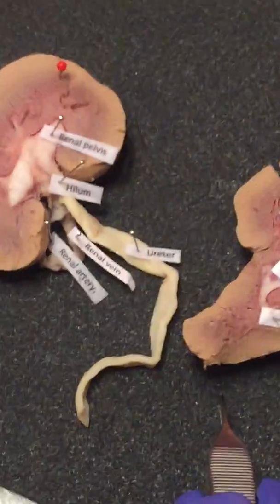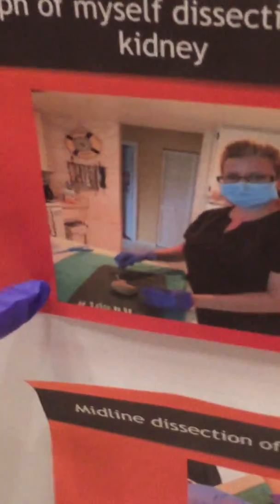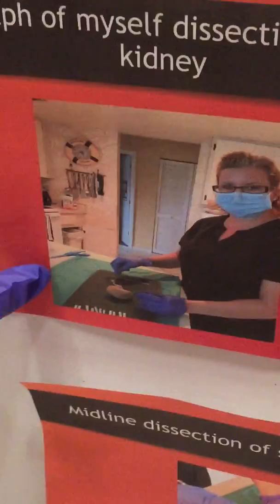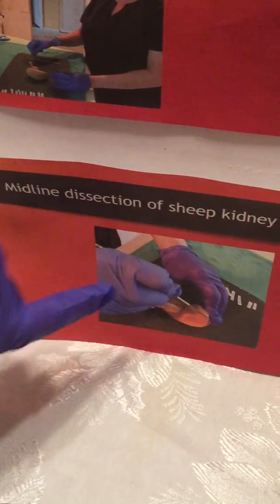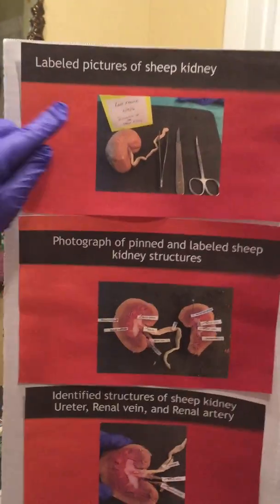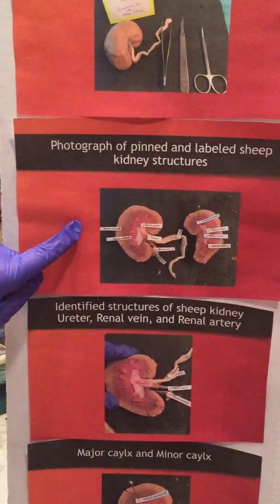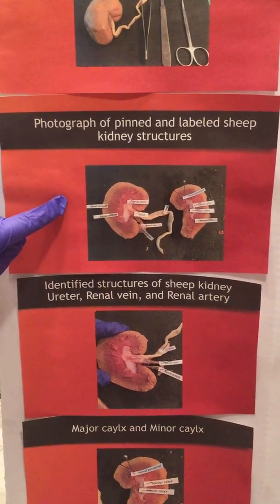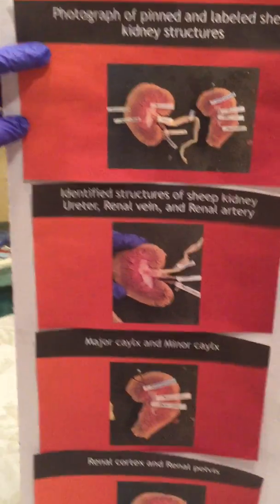So this is basically the structure of our sheep's kidney, and earlier today, my lovely assistant, my daughter Isabel, took a picture of me dissecting my kidney. Here I am making a longitudinal midline incision to dissect the kidney, and then I labeled the picture of the kidney here, which has my name, what I did, and then these are just the photographs that we took identifying all the different structures of the kidney.